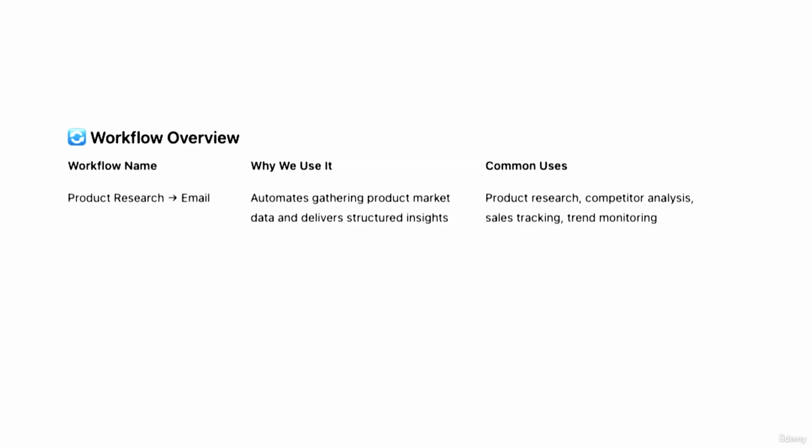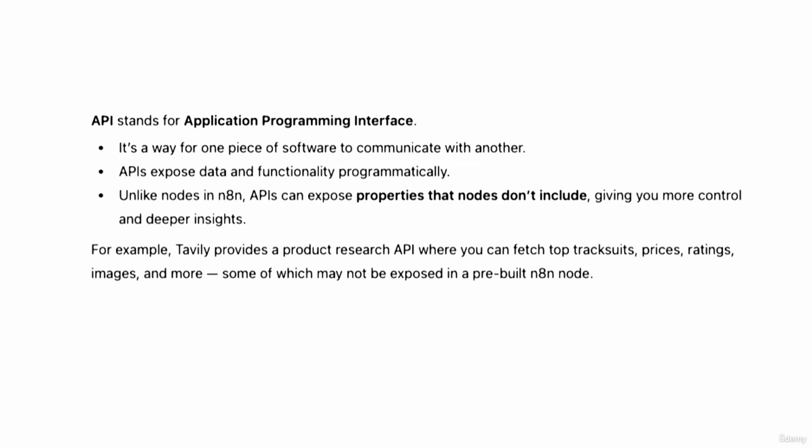So the scenario is we're automating tracksuit product research. What we're going to do is let the API do the work and automate the reporting process. API stands for Application Programming Interface, and it's a way for one piece of software to communicate with another. So unlike the nodes in N8N, APIs can expose properties that are sometimes not in those nodes. So let's have a look and let's create a workflow.